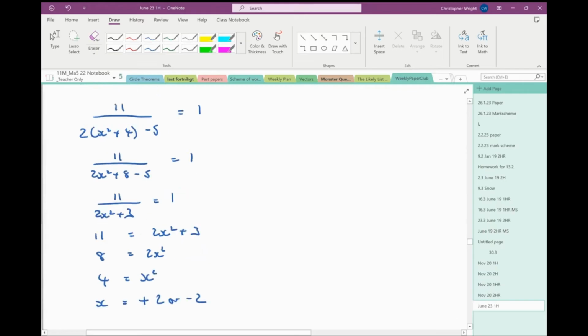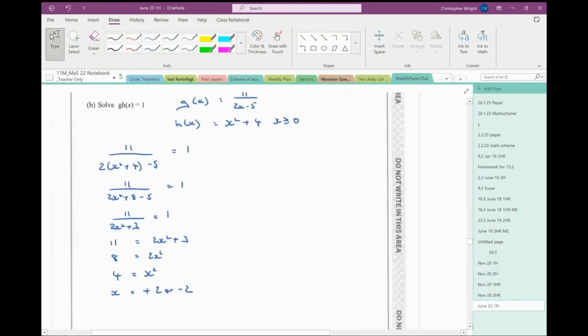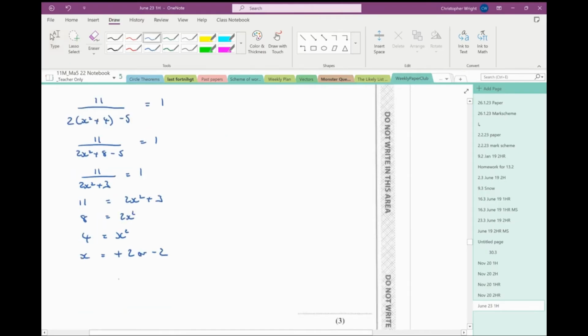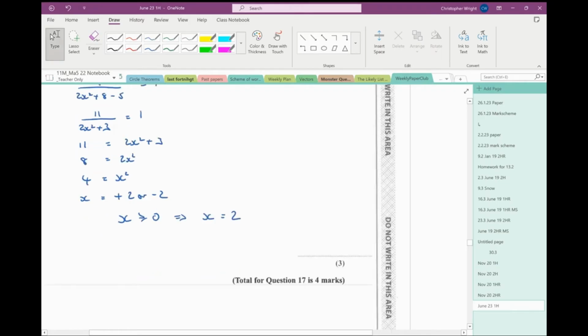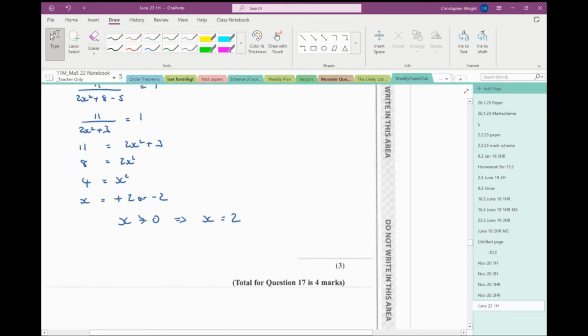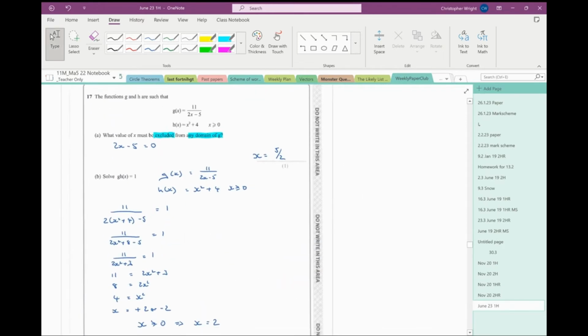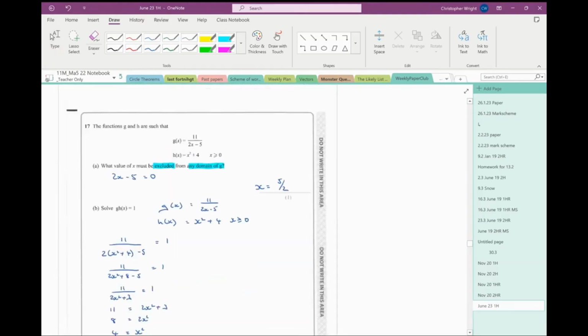But I know that x must be greater than or equal to 0. So x must be greater than or equal to 0 implies that x equals 2 rather than minus 2. So my solution to the equation is x equals 2. And that is question 17. Finished.